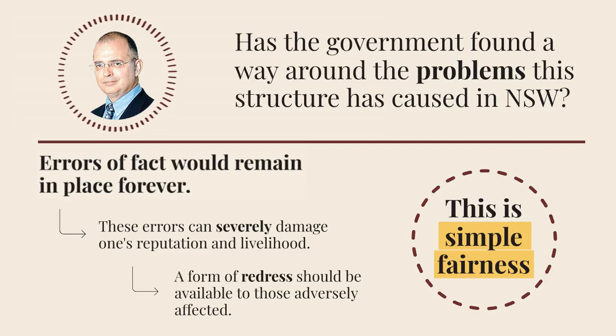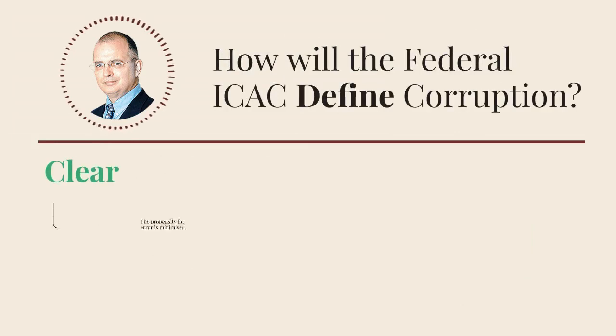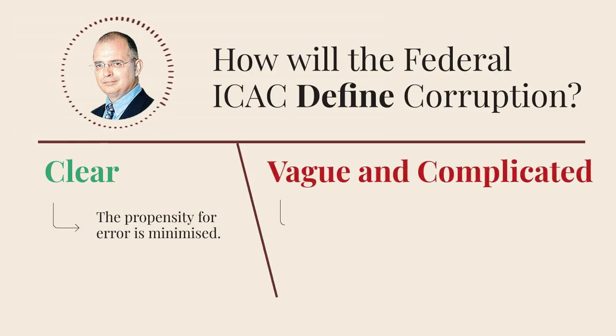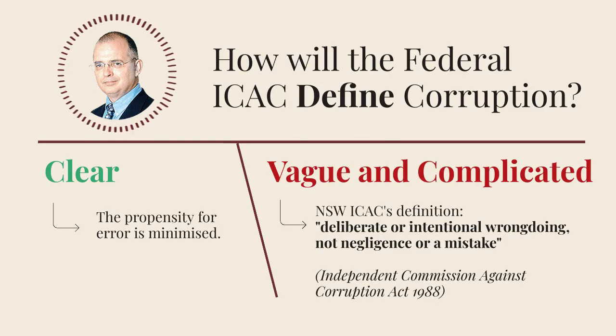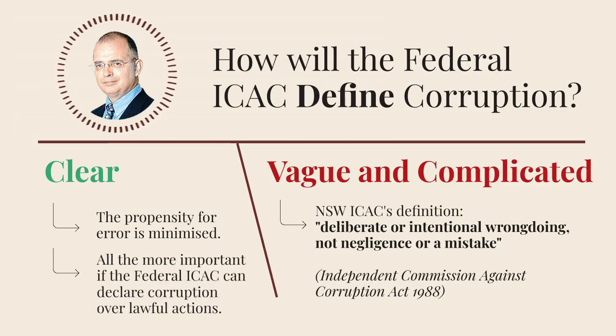The most important part of the Commission will be the definition of corruption. If that is clear, the propensity for error will be minimised. But if it is vague and complicated, which is the case with the definition used by ICAC in New South Wales, the risk of injustice will be greater. The need for a clear definition of corruption will be all the greater if the Commission follows New South Wales practice and is empowered to declare people corrupt for conduct that is not unlawful.